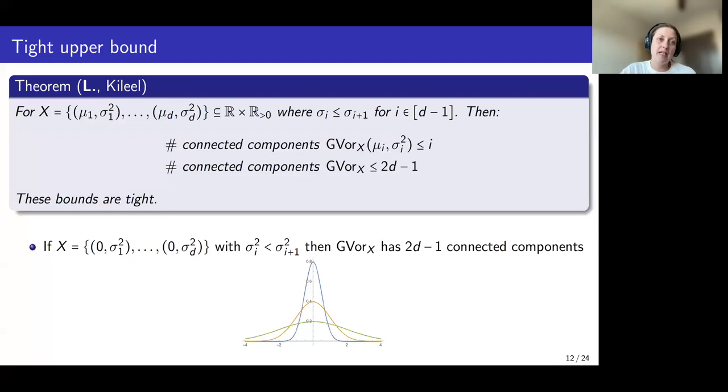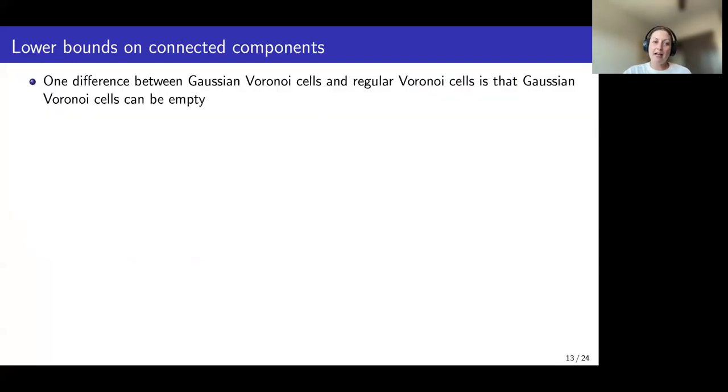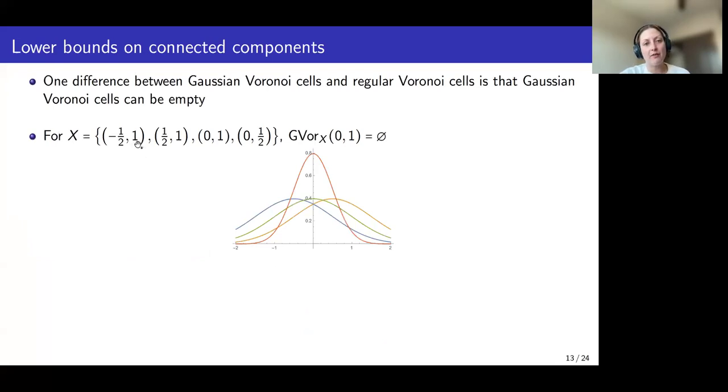As I already alluded to earlier, one difference between Gaussian Voronoi cells and regular Voronoi cells is that Gaussian Voronoi cells can be empty. Even in one dimension, here's an example where I have four Gaussians, and you can see this third one, which corresponds to this green density. This Gaussian Voronoi cell is actually empty. And I'll note it has the same variance as the first two, so it's not that if I go far enough it'll dominate close to infinity. It's just empty.